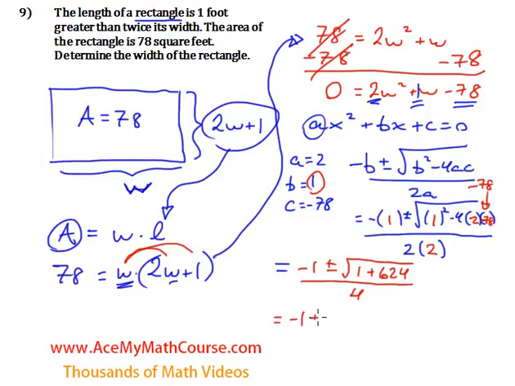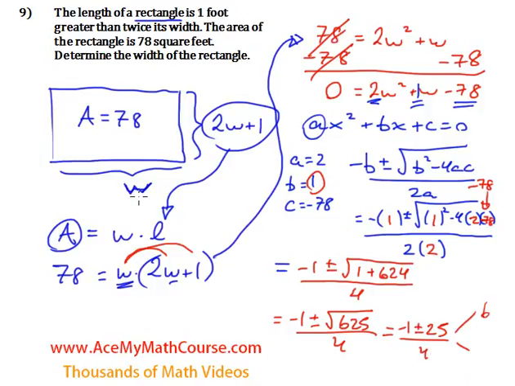So we get negative 1 plus or minus the square root of 1 plus 624. And that would be 625. And the square root of 625 is just 25. So we have negative 1 plus or minus 25 over 4. So we're going to have two answers. The first one will be negative 1 plus 25, which is 24, over 4, which is 6. The other one would be negative 1 minus 25 over 4, but that would give us a negative number.